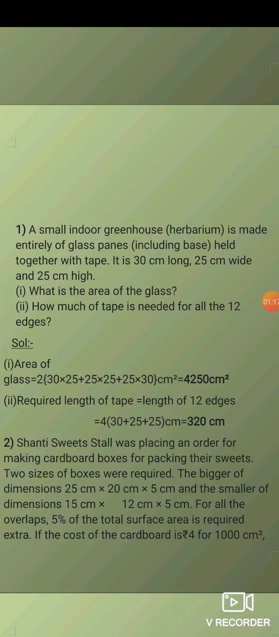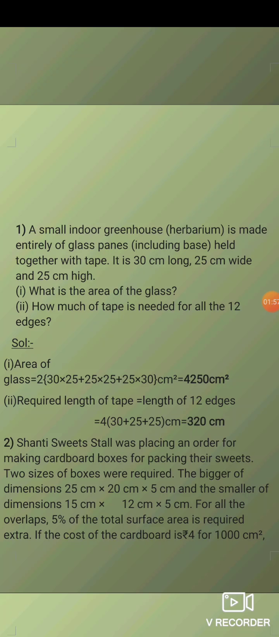Now listen carefully. A small indoor greenhouse, which is called herbarium. So it is in the shape of a cuboid. Included the base is also given. So we need to find out its total surface area. Its length, breadth and height are given. So what is the area of the glass? So the equation is 2 into (LB plus BH plus LH). Now when we substitute all the values, at last what we get? 4250 centimeter square.